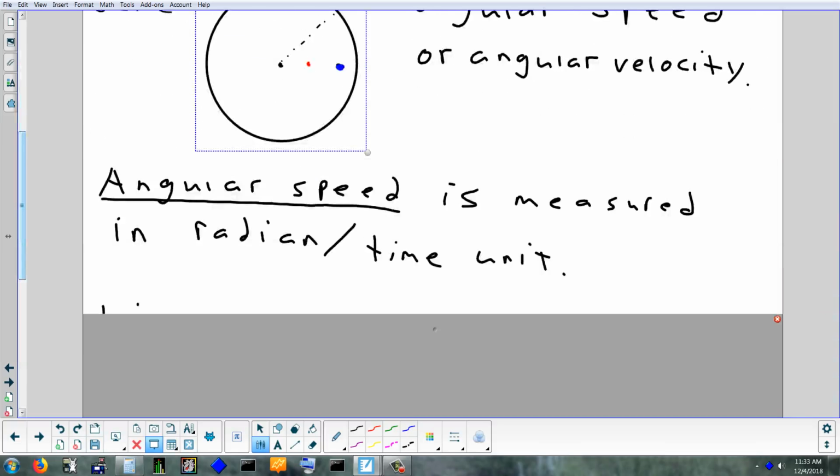So again, I already said it, but angular speed is measured in radians per whatever. There's no standard on the time unit. It can be minutes, seconds, hours, days. Minutes is a common one, like when you talk about RPMs.